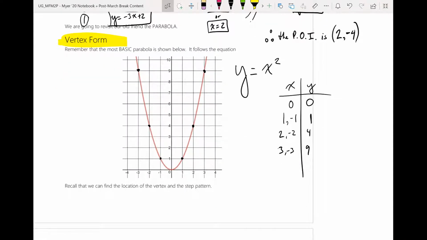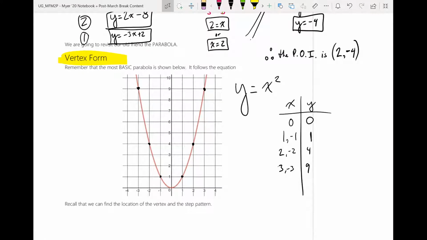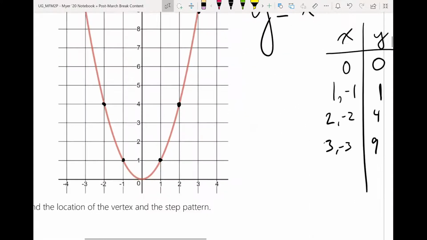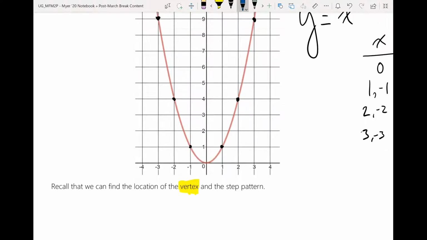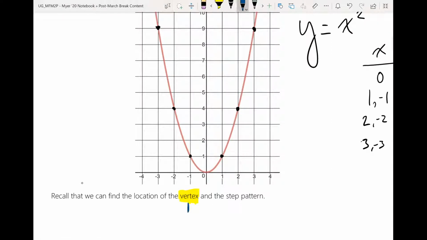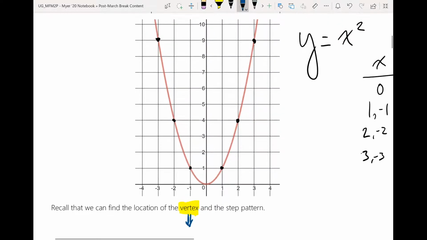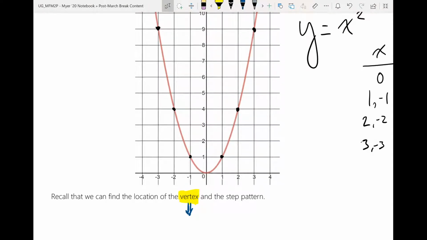Okay, so we can find the vertex and the step pattern. So the vertex, if we recall that, do you remember what the vertex was? What the vertex is? Kind of. All right, guess. Guesses are good. What does this word vertex mean? I have no idea. I forget. That's okay. It's been a while. We haven't looked at parabolas for a little while.